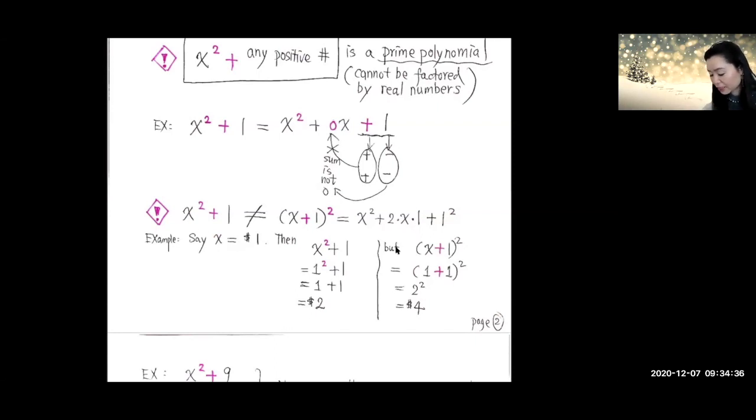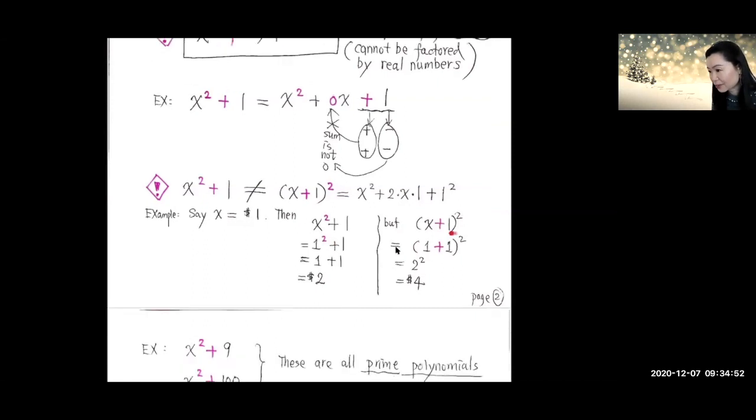Now, some of you still have a hard time thinking about this. These two are not equal. Let's try to think about it in terms of money. Say x is $1. So x squared plus 1 will be $2. Now, what about the square of x plus 1? So you have the square of 1 plus 1, which is equal to $4 over here. So $4 is different from $2. So definitely they're not equal. So don't make this mistake. Otherwise, I'll give you $2, you have to give me $4.